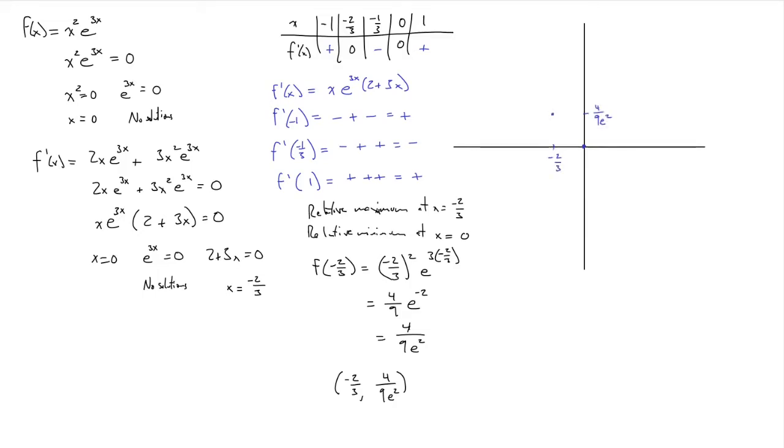But for the sake of the picture, I'm going to change the scale on the y-axis to be larger than the scale on the x-axis so that I can exaggerate the features of this graph. And here I've plotted the point negative 2/3, 4 over 9e squared on our graph. So far we have a graph with 2 points on it. And we know that this point here at negative 2/3, 4 over 9e squared is a relative maximum, and the point at 0, 0 is a relative minimum.